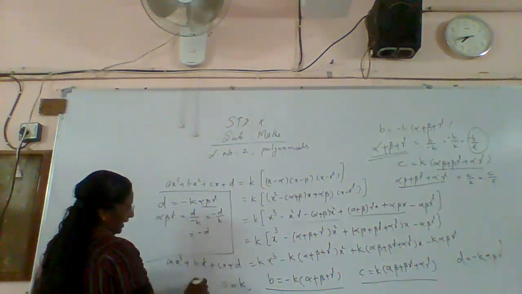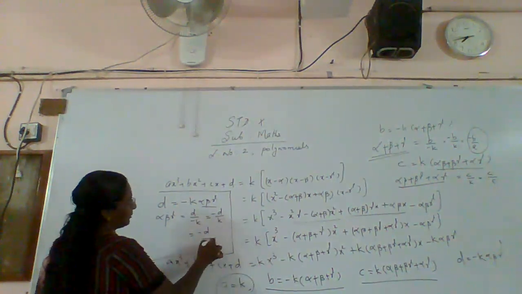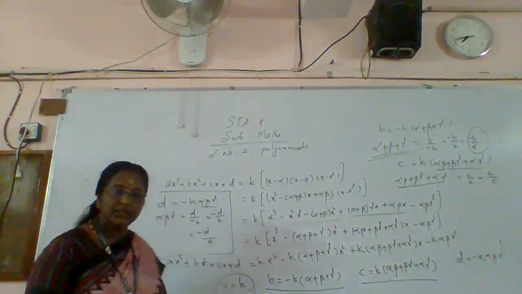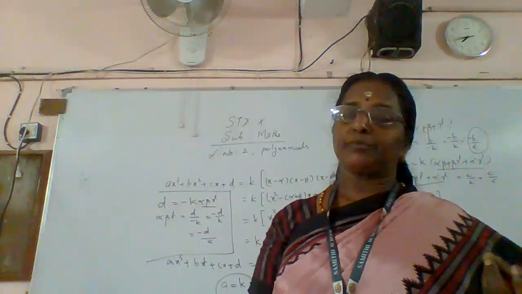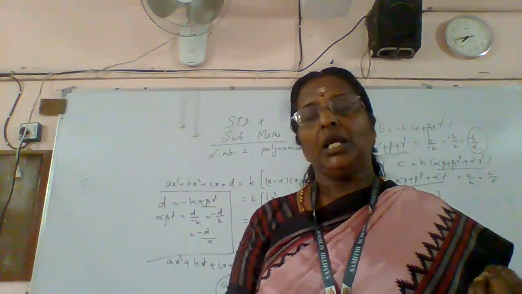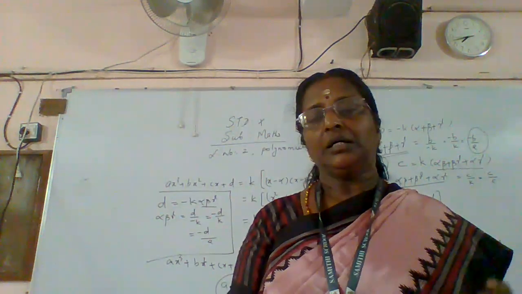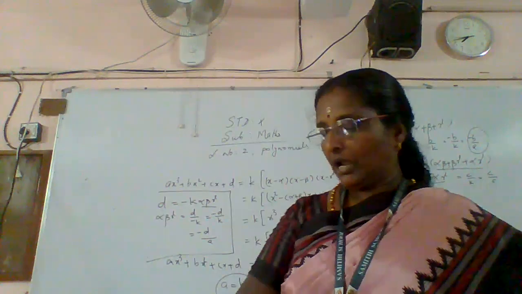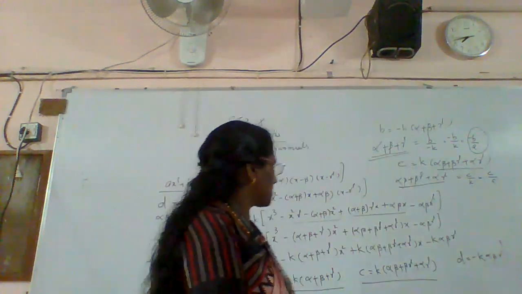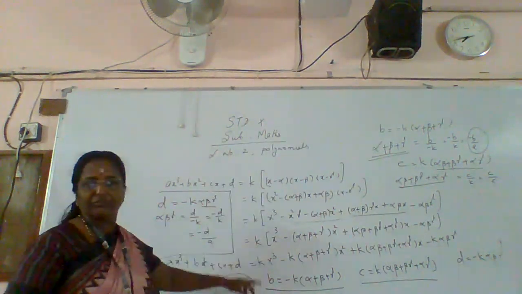Minus d by k is same as a. Therefore, these are the formulas. For a linear polynomial, quadratic polynomial and cubic polynomial, we have to compare the coefficients with the sum of the zeros and the zeros.